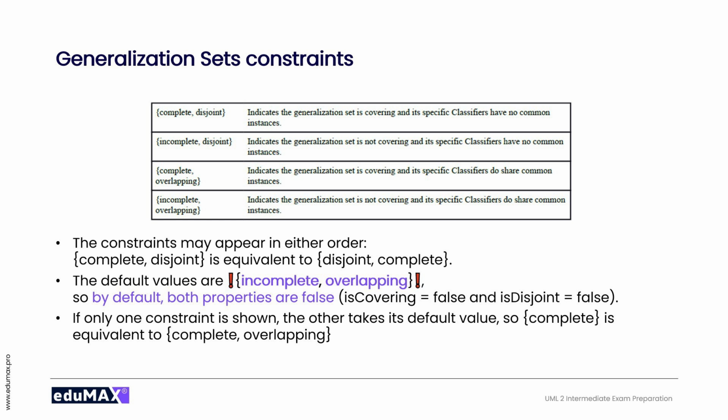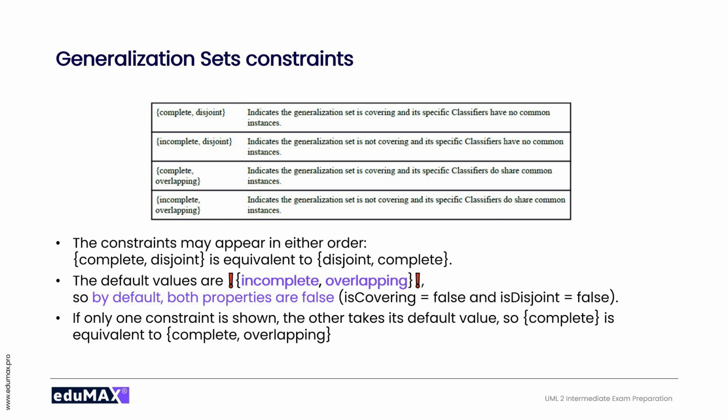Now let's talk about constraints on generalization sets. In this slide, we will take a closer look at how the is covering and is disjoint properties can be used to create constraints and what their default values are. The table contains all four possible combinations of property values with explanations. It's worth remembering that the order of property values doesn't matter. So if we write complete disjoint, it's the same as writing disjoint complete.